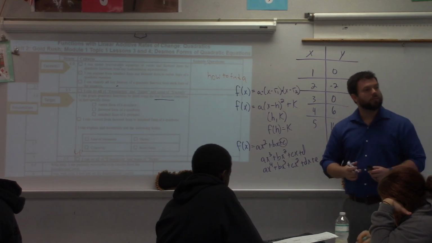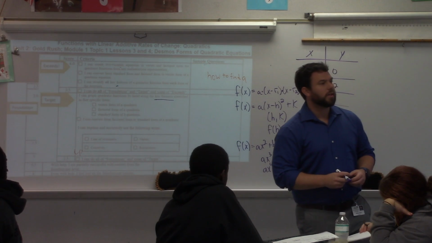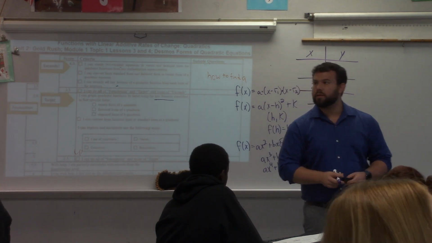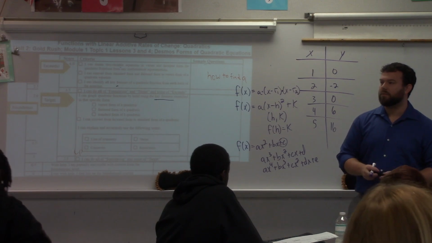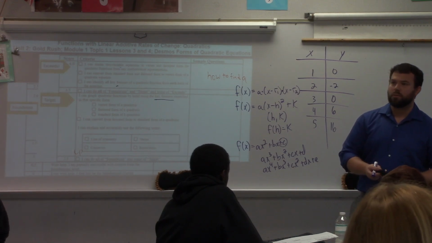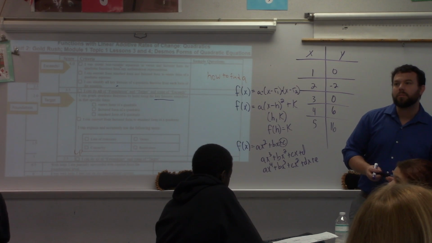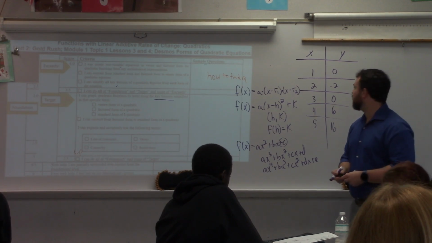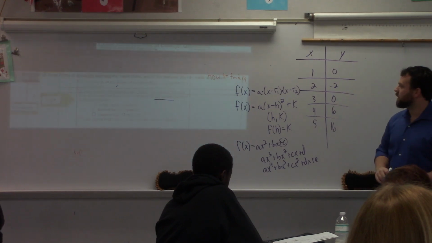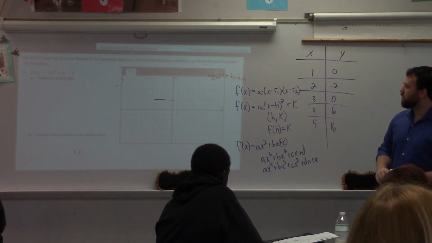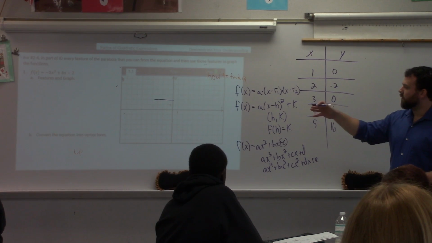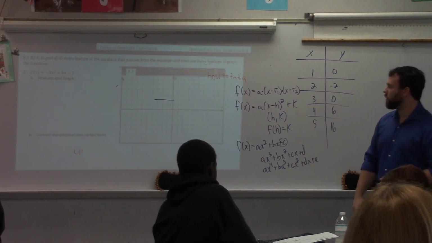So how to graph the equations correctly, how to convert forms, okay? So we'll look at some of that. How do you convert factored form to standard form to vertex form, and determine the equation in vertex form, and then this one. Okay, so converting this equation into vertex form, that's one of the questions.